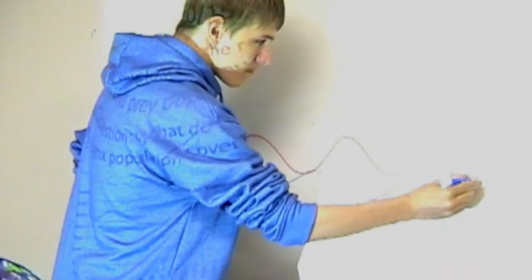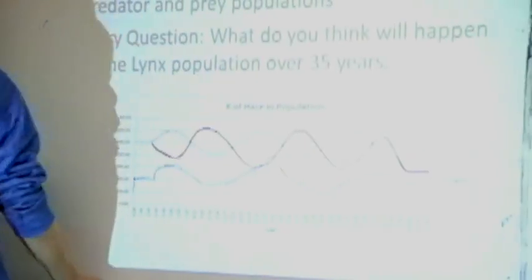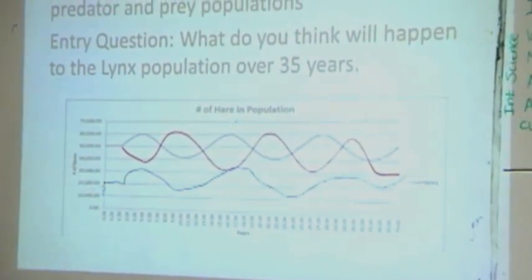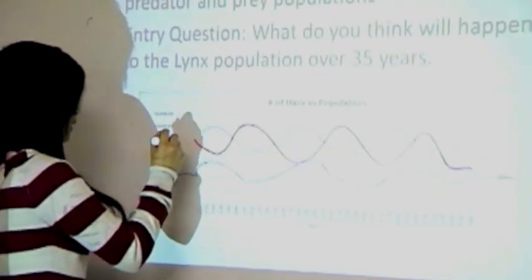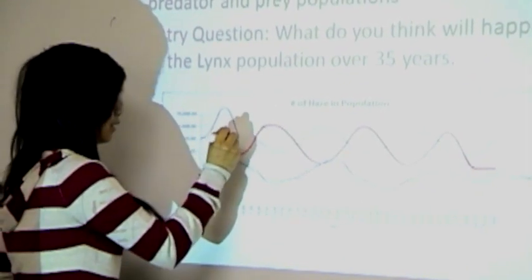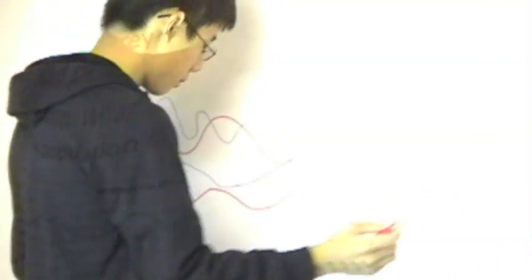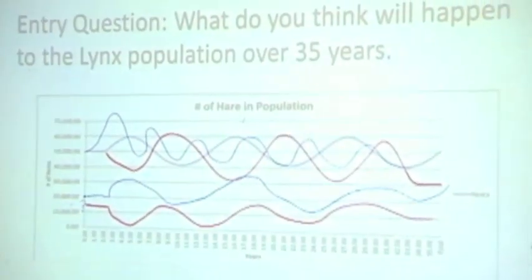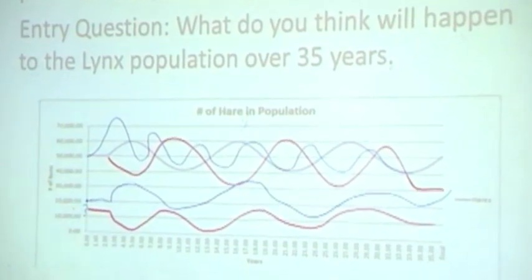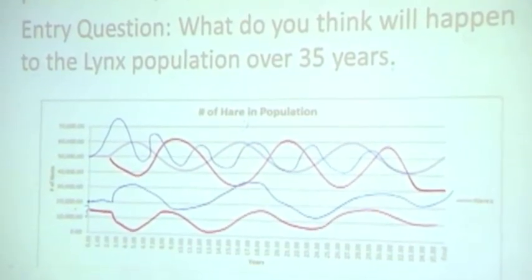What do you think is going to happen? Do you have your paper from last time? It's a long, skinny graph. Alright, so you think it's going to be the same, except when the hares go up, the lynx go down? So you think it's like opposite? Jen drew that.